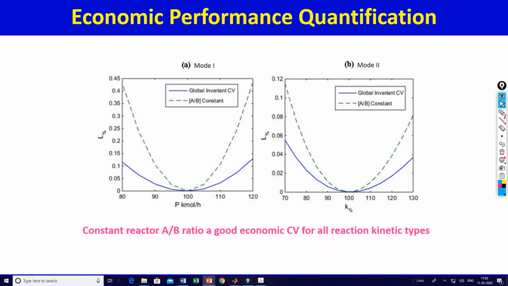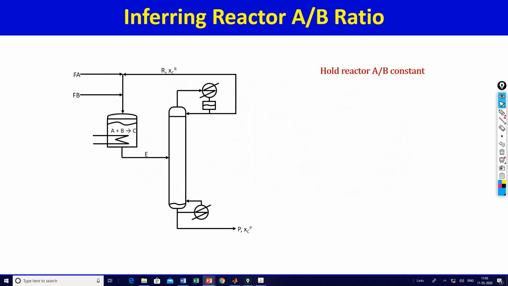Okay. So constant reactor A by B ratio is a good economic CV for all reaction kinetic types. That's what we have seen. And now the next question is, if you want to hold A by B ratio in the reactor, then you have to measure A composition and B composition in the reactor, and measuring composition is cumbersome. Unless the government or customer requires you to measure the composition for some regulatory reasons or some quality assurance, typically compositions are not measured because they are expensive, they take a long time, they require effort, and are unreliable.